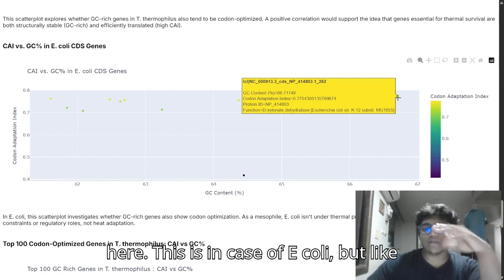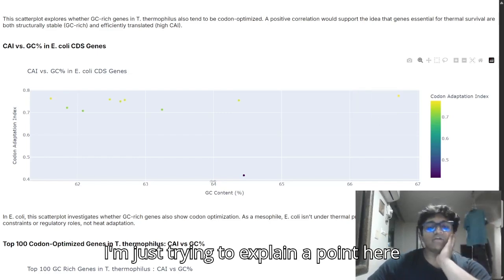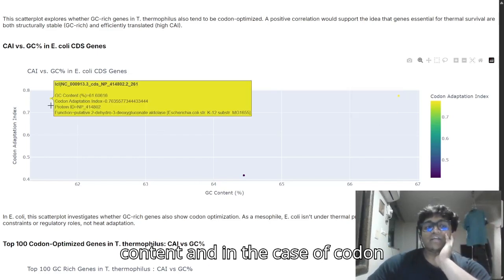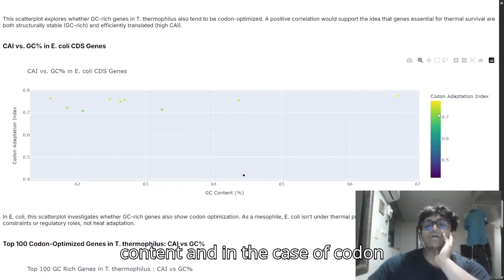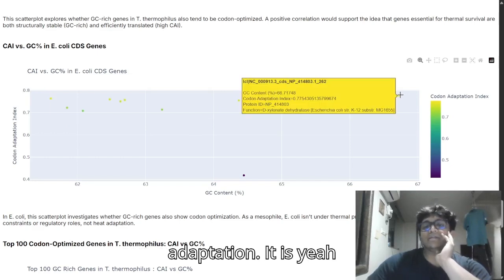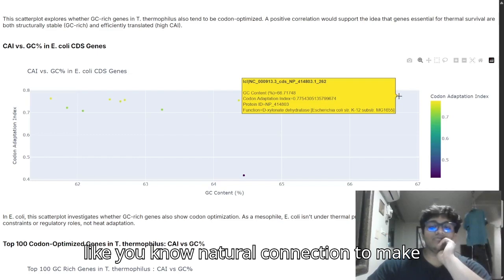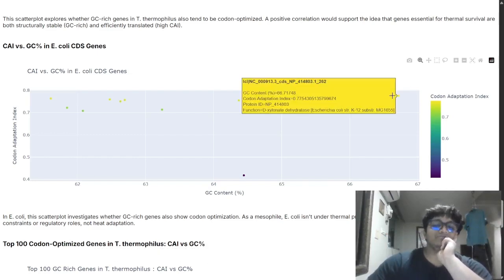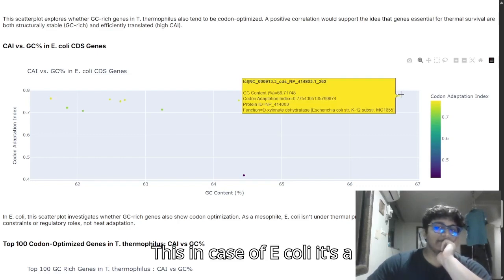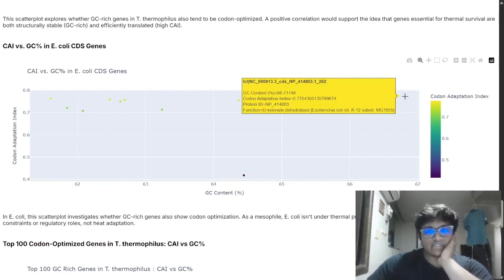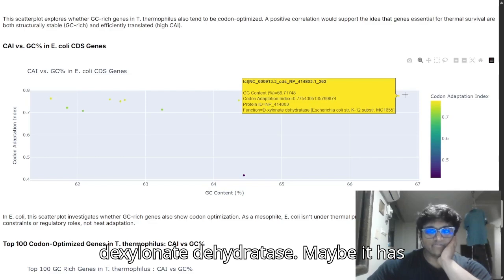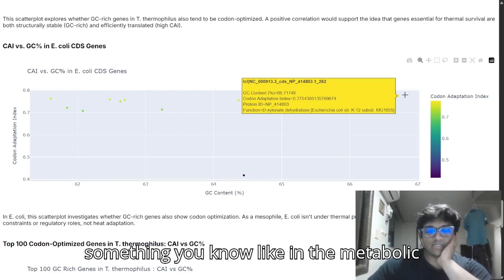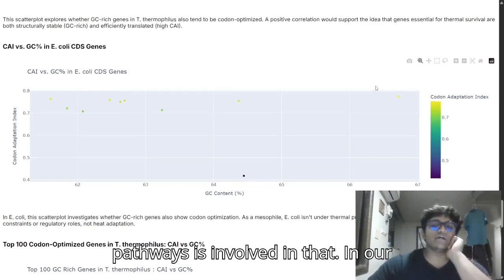This is in case of E. coli, but I'm just trying to explain a point here. If it is being preferred in the case of GC content and in the case of codon adaptation, it is a natural connection to make that it's pretty important for the cell. In case of E. coli, it's a xylonate dehydratase. Maybe it has something to do with the metabolic pathways involved in that.